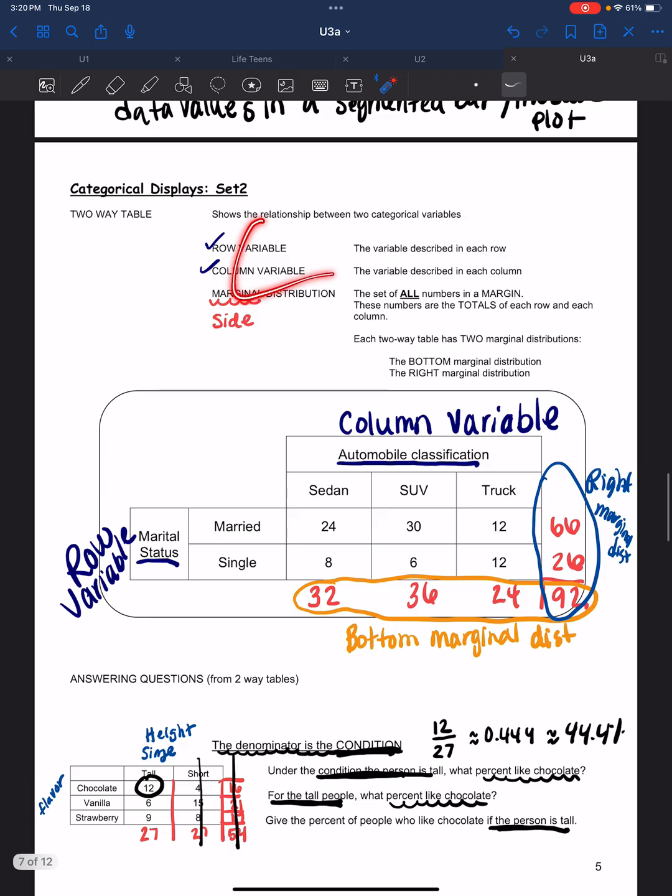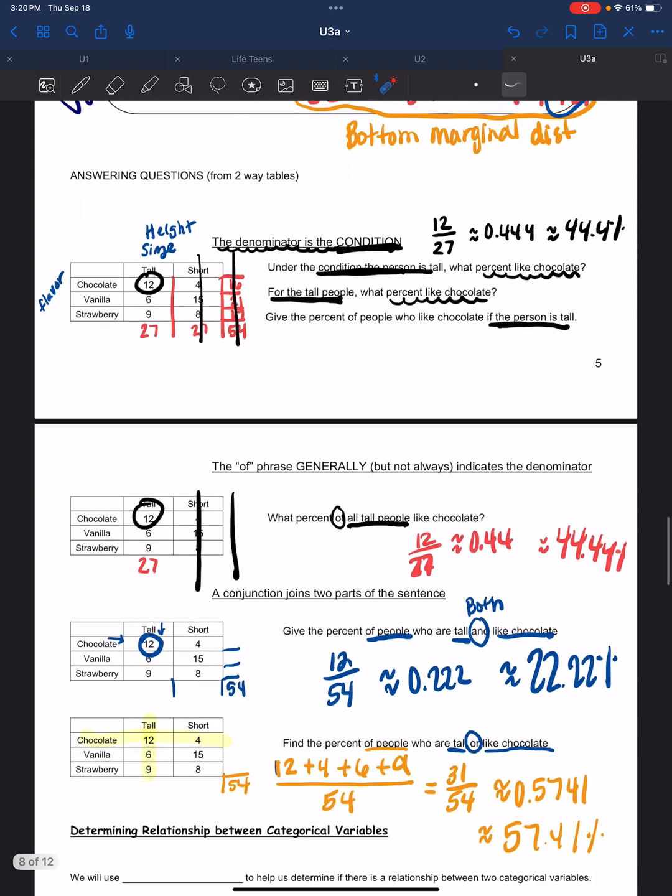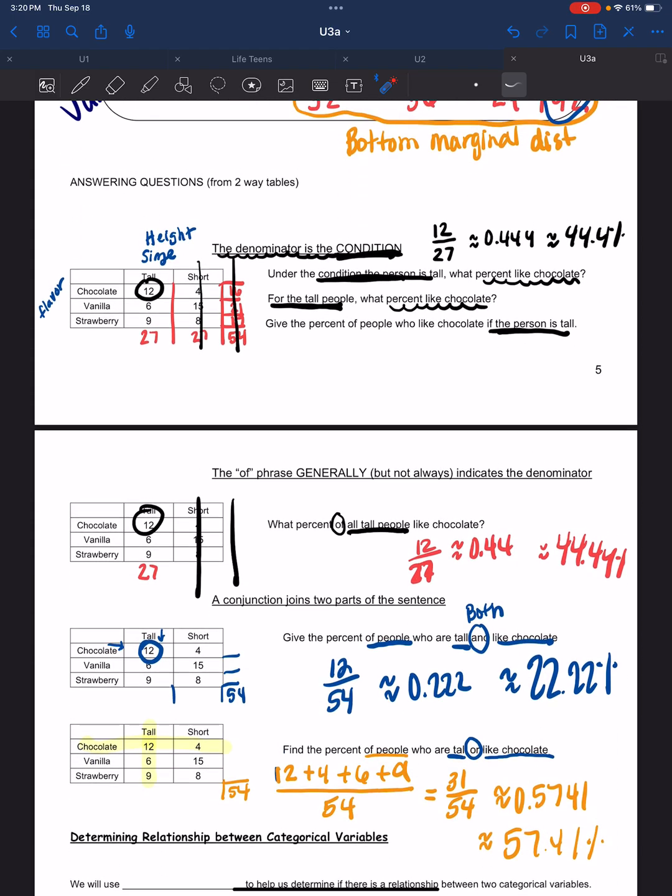Hopefully we feel okay with some vocabulary that goes along with it, and hopefully we're okay with answering questions about two-way tables. We'll practice this later.